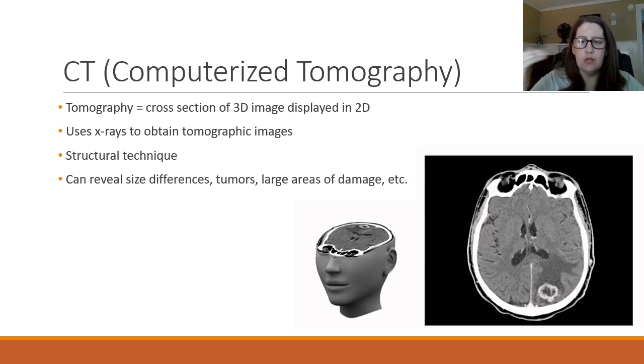Now in a CT, this uses X-rays to obtain these images. And again, here we're really just looking at structure. And the structure here is not as detailed as some of the other techniques. So a CT scan might be used to reveal differences in the size of certain brain areas. A tumor can be seen on a CT scan, or a large area of damage, such as from a stroke, might be seen.